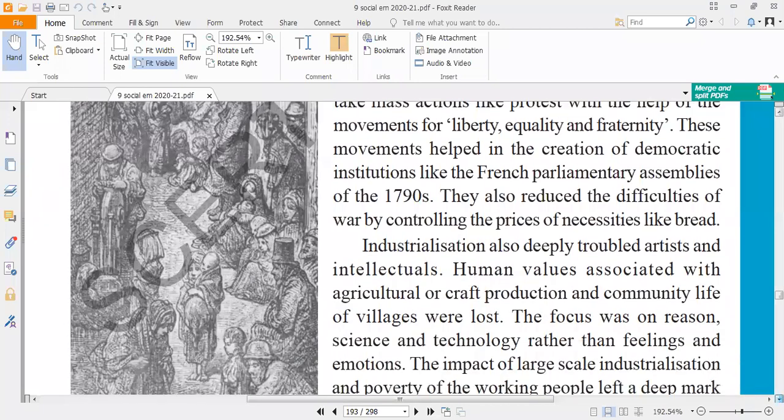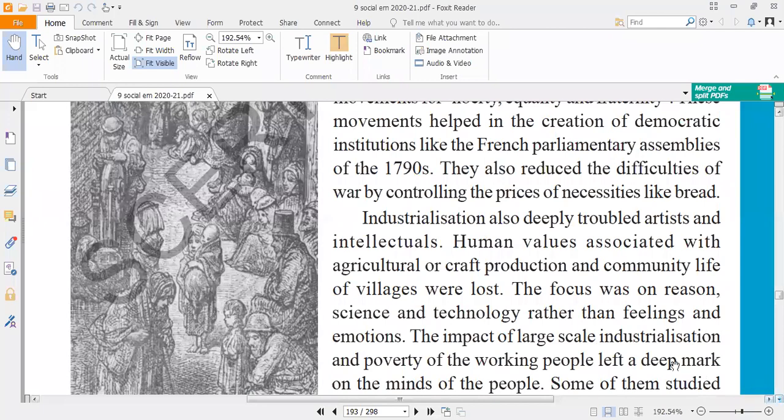Then the difficulties of the people increased, and they were not able to control the prices because of the war situation, and necessities like bread were not available. They had nothing to eat. That's the situation they were facing. Then not only that, the artists and the intellectuals were not able to get at least a kind of situation that we are facing now.